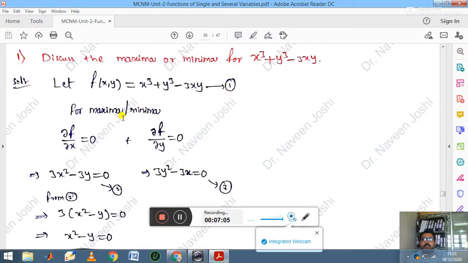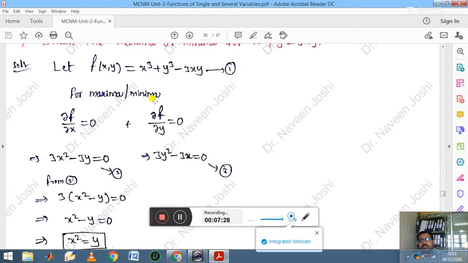Okay, first problem: discuss the maxima or minima for x³ + y³ − 3xy. So x³ + y³ − 3xy is the given function. Let us consider this as equation 1. So you take it as f(x, y) = x³ + y³ − 3xy, the given function.